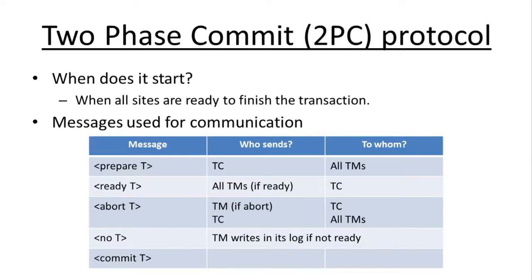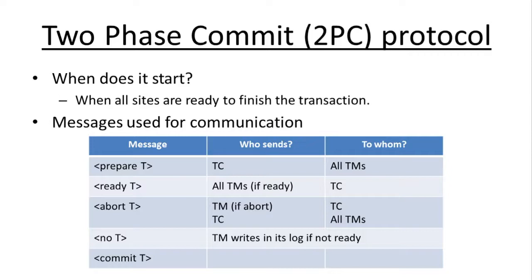In such a case, that particular transaction manager is going to send an abort message to the sender, that is the transaction coordinator. No T is a message which is written by the transaction manager which is not ready to finish the transaction. So the transaction manager writes it in its log if it is not ready. That is the fourth message. And the final one, commit T. Commit T is sent by the transaction coordinator in case all the transaction managers are ready to commit.